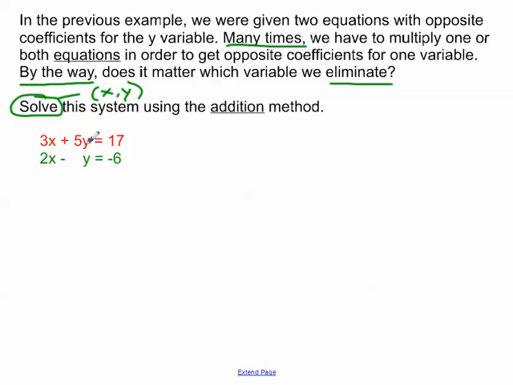Step number 3 is multiply one or both equations to get one of the pairs of numbers in front of the variables, the coefficients, to be opposites. Right now I've got a positive 3 and a positive 2. I've got a positive 5 and a negative 1. Well, you know what? This might be our way to attack this system of equations. In other words, multiply the green equation by positive 5. If we do that, we would have a positive 5 here and a negative 5 there. Those would be opposites, so that when we add them up, we would eliminate that y variable. So let's try to do this.